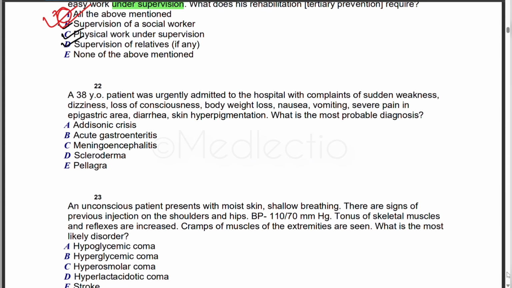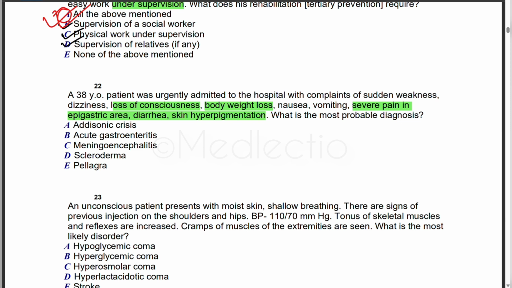Then the next one: a 38-year-old patient was urgently admitted to the hospital with complaints of sudden weakness, dizziness, loss of consciousness, body weight loss, nausea, vomiting, severe pain in the epigastric area, diarrhea, and skin hyperpigmentation. So we have lots of symptoms here. Sudden weakness and dizziness are non-specific symptoms. Loss of consciousness, body weight loss, nausea, vomiting, again non-specific. Severe pain in the epigastric area, diarrhea and skin hyperpigmentation.